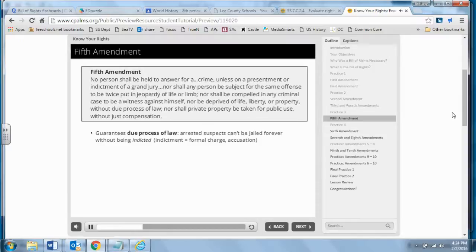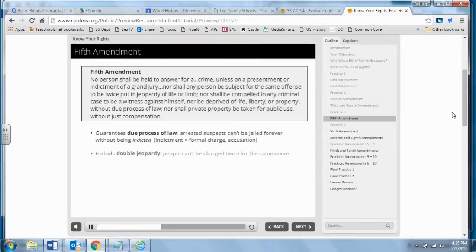First, the amendment guarantees due process of law. If you are arrested, you can't be held in jail forever without being indicted. An indictment is a formal charge, or accusation, of a crime. Then the accused has the right to a trial and fair and equal treatment under the law.